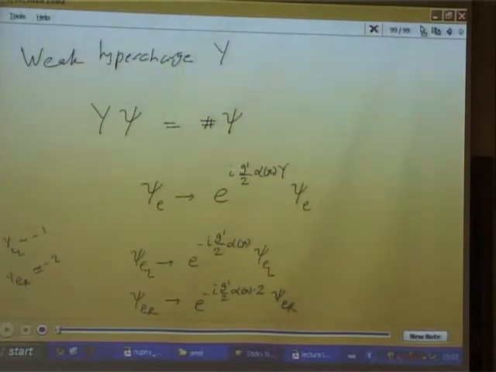Remember, the gauge freedom is freedom at all points in space, which is okay. But once you decide what this function alpha of x is, it should be identical for all the particles. Therefore, once I give you what Y of the particle is, you should know how it transforms. It's not like I transform the electron the way I want and the muon the way I want. That's not possible.